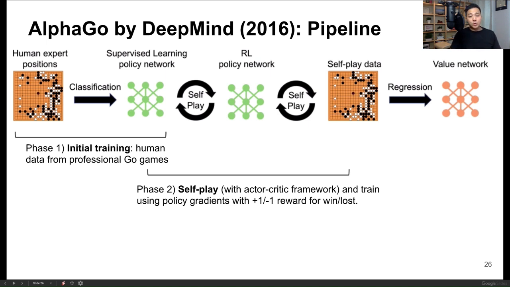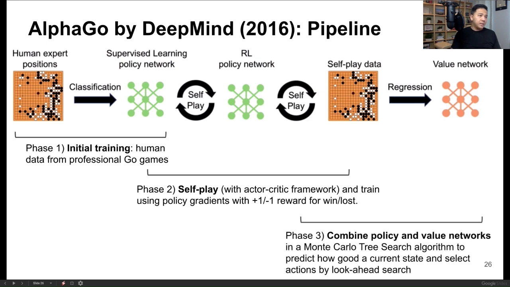Win, you get +1, lose, you get -1. And so potentially they can generate an unlimited number of gameplays using the self-play actor-critic framework. And then using the self-play data, they're going to build a regression network to have a value network. And they're going to combine the value and the policy networks in a Monte Carlo tree search algorithm to determine how good the current state is and how to take the next action by using a look-ahead search. The detail, you probably want to read the paper for all the nitty-gritty detail, but these are the main 3 phases of the network.